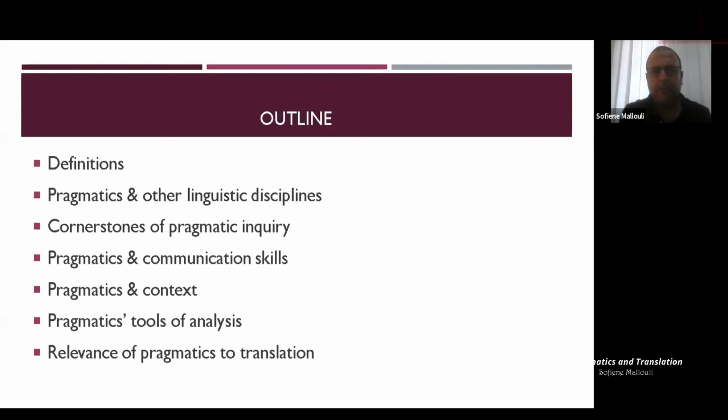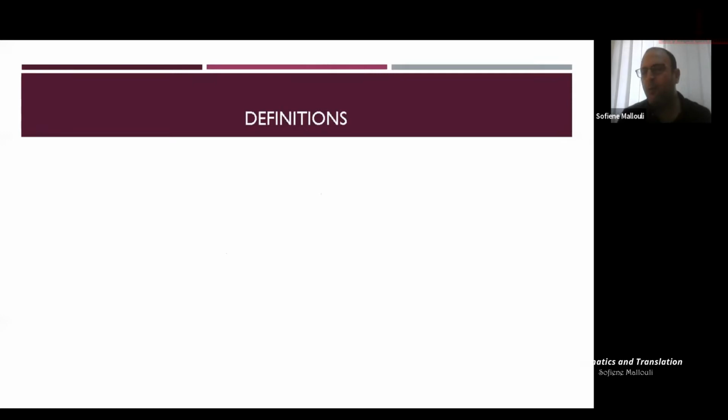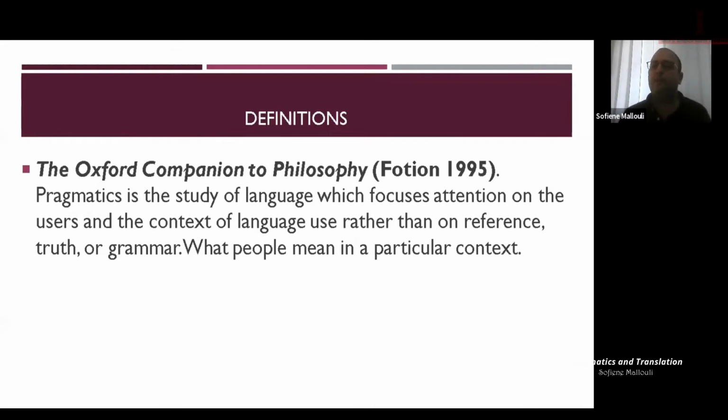Right, the definitions. Well, the first question people may ask is what this pragmatics is about. And basically, when it comes to scientific research, we need to start with something traditional, like encyclopedic or dictionary definitions. And then we'll go to scholarly definitions, the definitions of the people that study pragmatics. I'll be doing the same thing. We'll be starting with the Oxford Companion to Philosophy. For the Oxford Companion to Philosophy, pragmatics is the study of language.